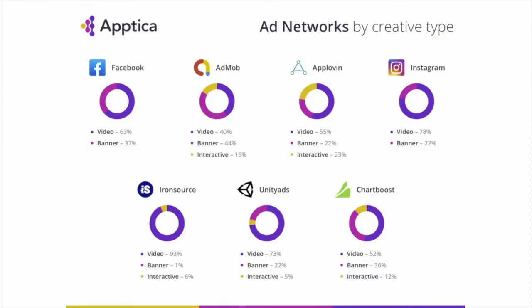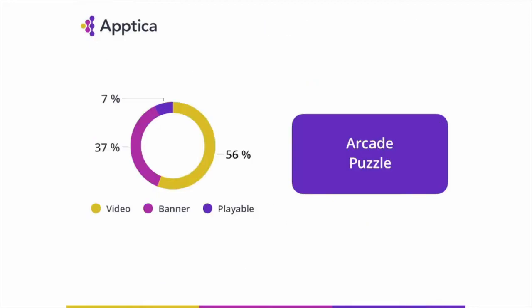And just as we can see on this graph, most of the time playable ads are chosen by arcade and puzzle, and of course it is because it's easy to show the gameplay for those types of genres through playable ads. However, video still stays the most popular format. It's taking 56% of the overall number of creatives, and then of course the second one is banners.